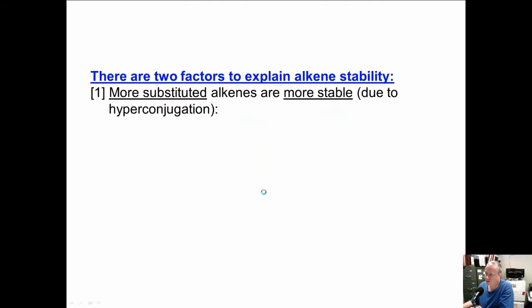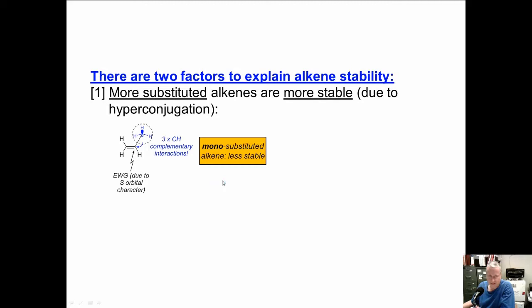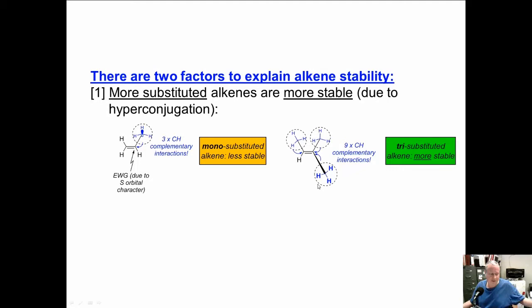Okay, so there are two factors to explain alkene stability. More substituted, more stable. And that's due to hyperconjugation. As you add more things to the alkene, what do we say about the carbon and alkene? It's a slight electron withdrawing group, EWG, due to the s orbital character, right? So when we have one thing on the alkene, it has a little bit of stability because there's a complementary interaction. Monosubstituted is less stable. What if we have three things, a trisubstituted alkene, for example? Now we have three things on the alkene, and they're all kind of donating electron density, and they are more stable. So the more things, usually CH3s and CH2s, the more substitution, the more stable. That's easy.